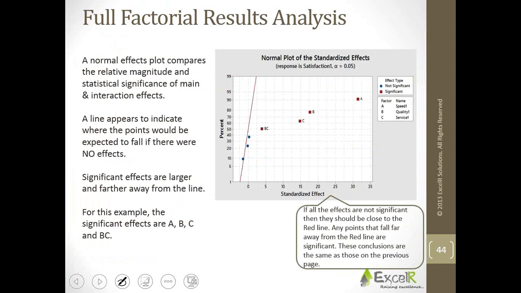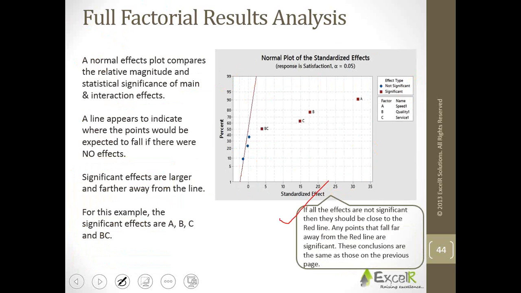How to make sense of this normal plot? A normal effects plot compares the relative magnitude and statistical significance of, again, main and interaction effects. A line appears. This is the line, right? This line indicates where the points would be expected to fall if there were no effects.